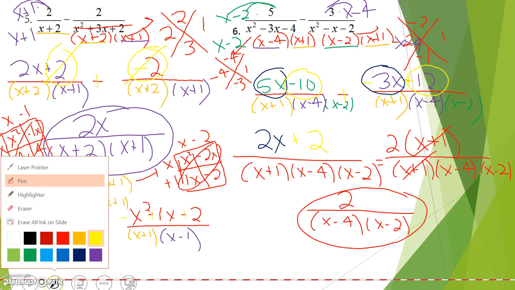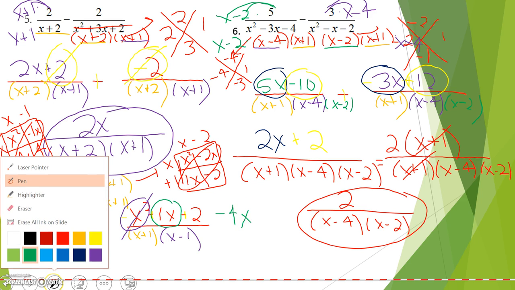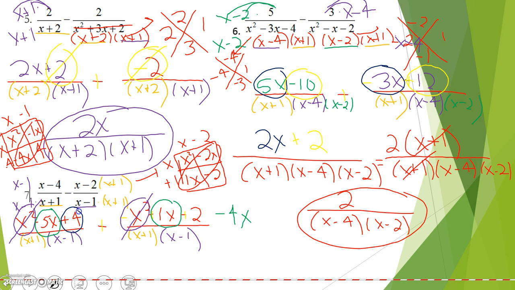and I'm going to add like terms. So x squared and negative x squared cancel. They're gone. Negative 5x and positive 1x is negative 4x. And positive 4 and positive 2 give me 6. This is all over my common denominator of x plus 1, x minus 1.